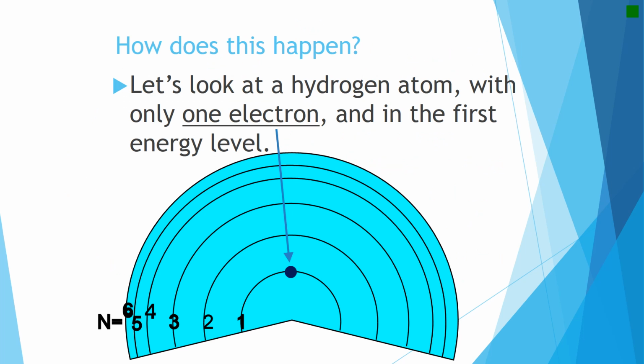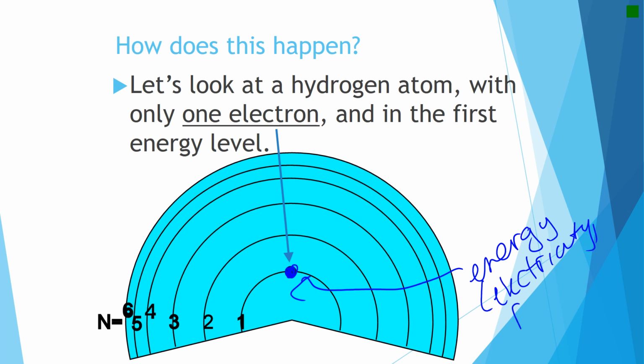So why does this happen? Well, this is really exciting. We're going to talk about hydrogen, and we've got hydrogen right here. If we put a little bit of energy into it, okay, and how do we put energy in? We use electricity. That's what happens with light bulbs. We can use flame. We could use the sun.